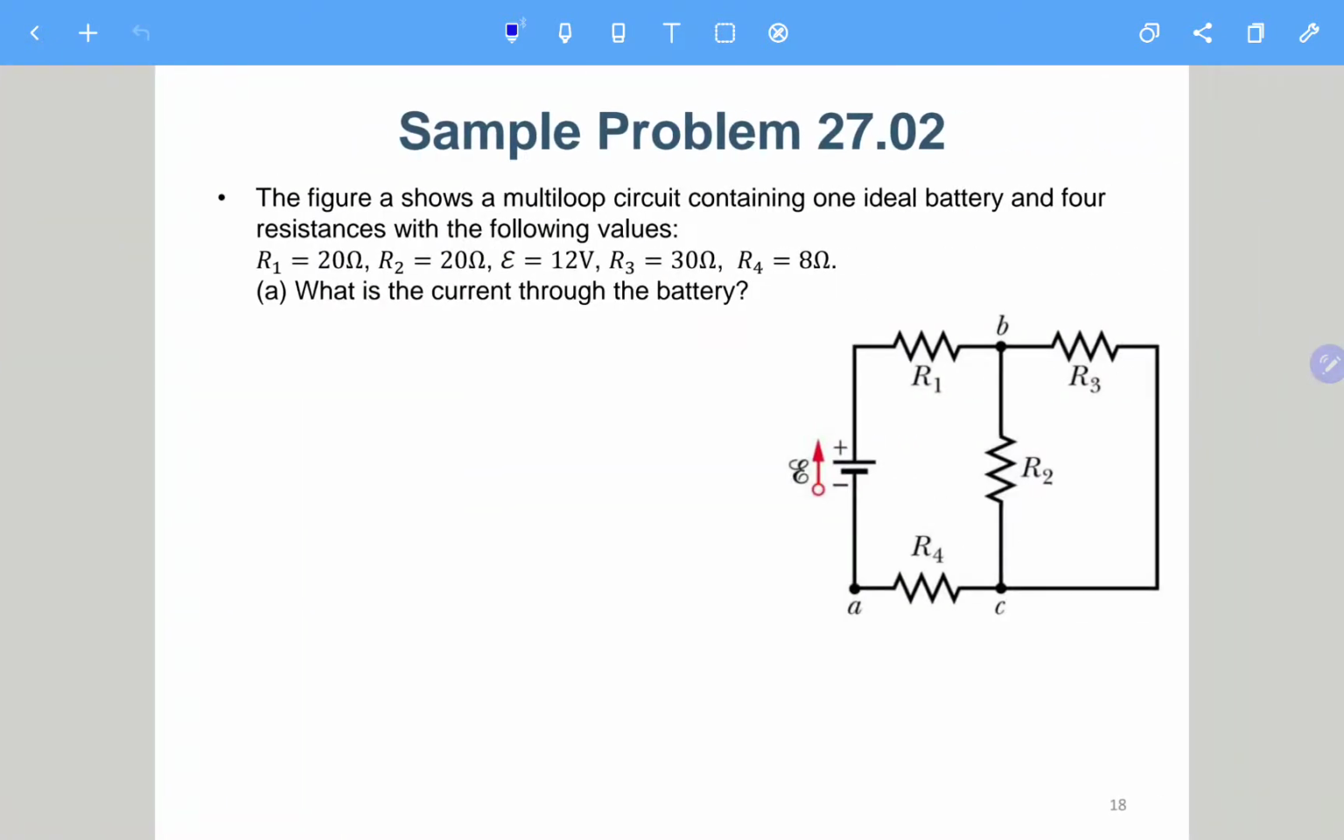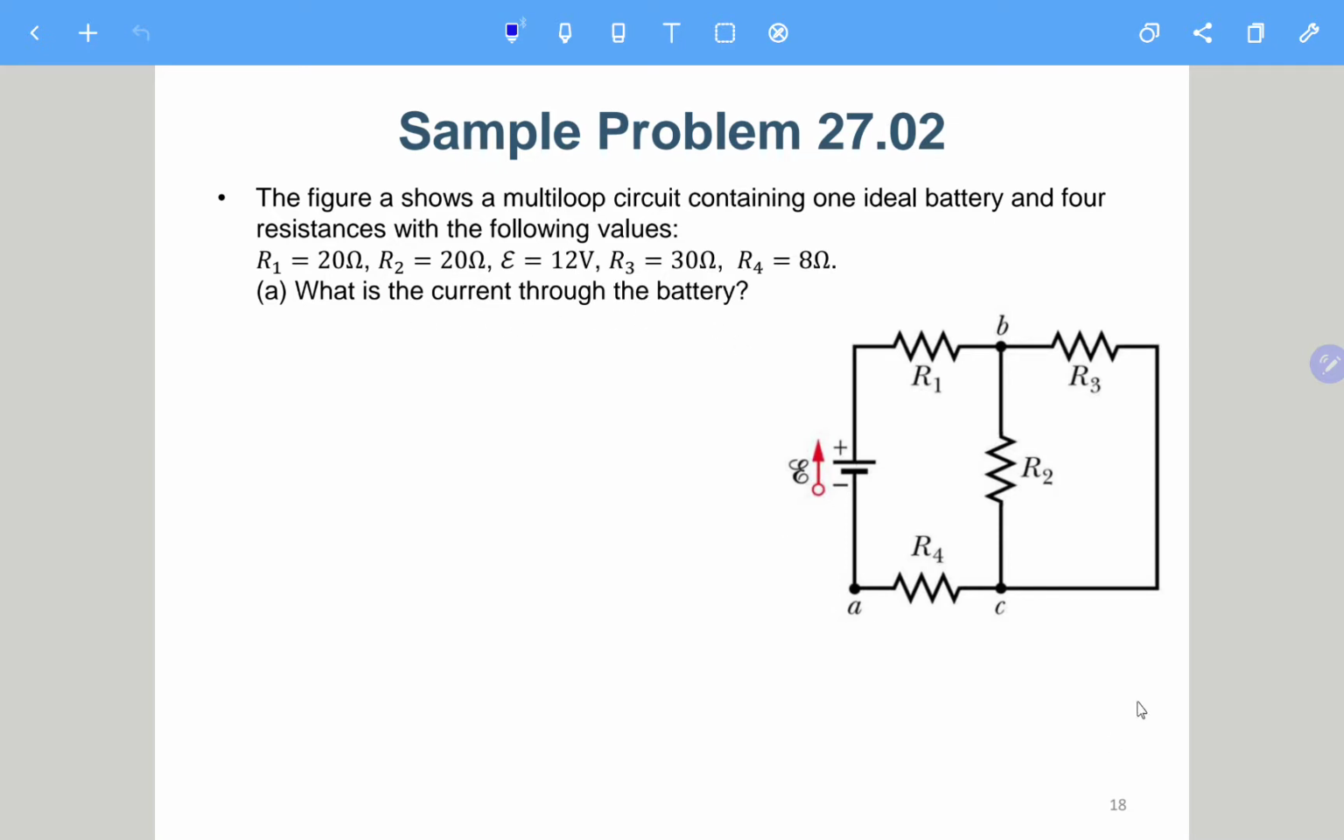So here we have another sample problem. So it is very easy. Here we have a battery, R1, R2, R3, R4. The figure shows the multi-loop circuit containing one ideal battery and four resistances with the following values: R1, R2, R3, R4. What is the current through the battery?